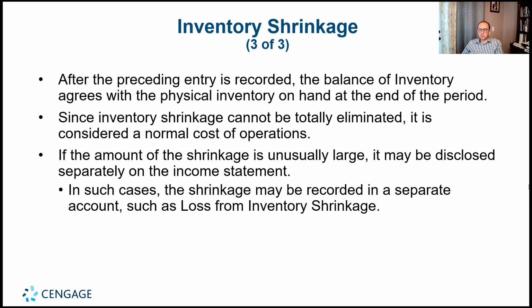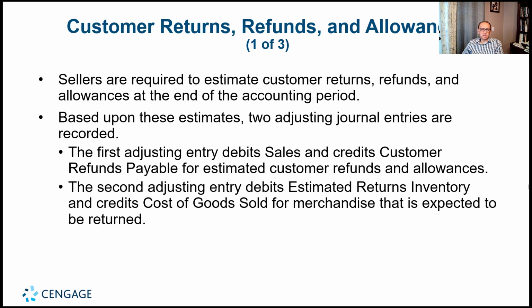Now let's talk about customer returns, refunds, and allowances. Sellers are required to estimate customer returns, refunds, and allowances at the end of the accounting period. Based upon these estimates, two adjusting journal entries are recorded. The first one is an adjusting entry that debits sales and credits customers' refunds payable for estimated customer refunds and allowances. And the second adjusting entry debits estimated returns inventory and credits cost of goods sold for merchandise that is expected to be returned.